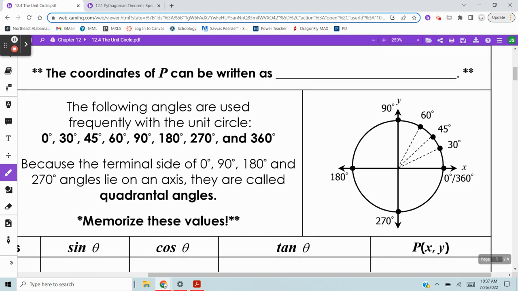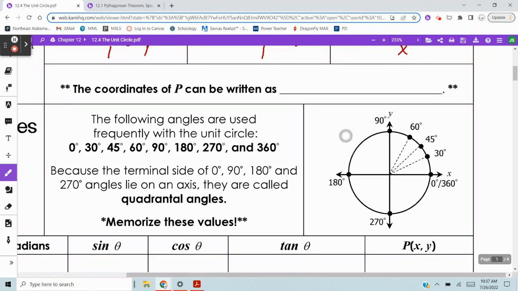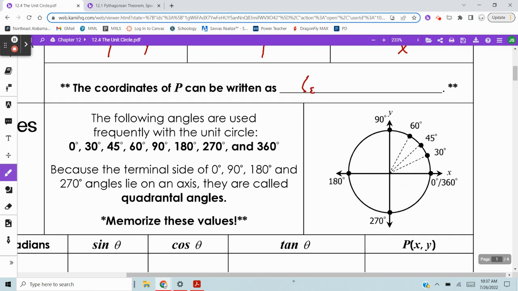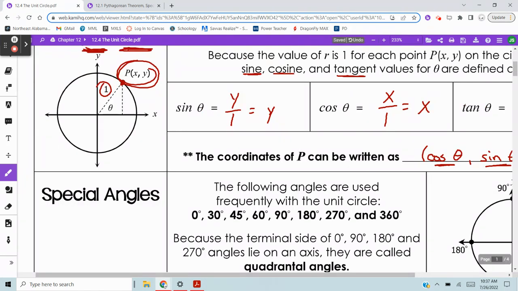Since the x value is the cosine and the y value is the sine, we can now write every point as cosine theta, comma, sine theta. So every point on this unit circle, the x value represents the cosine, and the y value represents the sine. And again, the tangent would be y over x, or the sine over cosine.